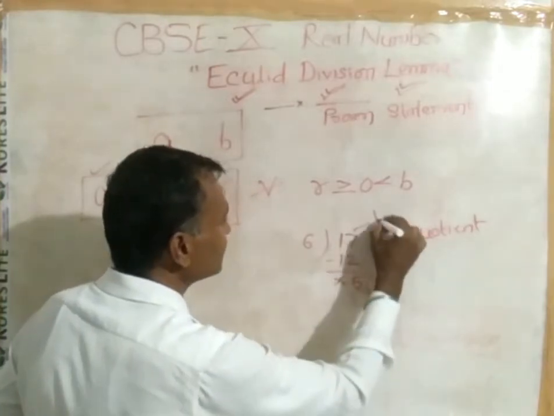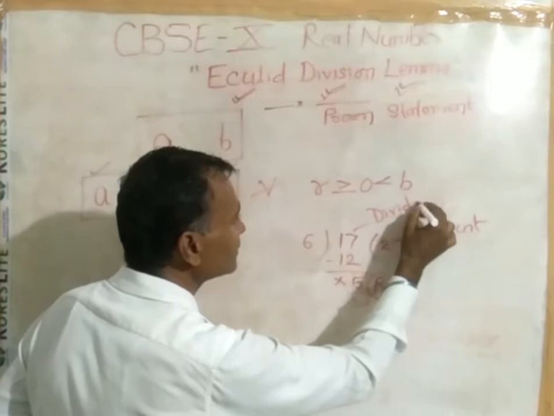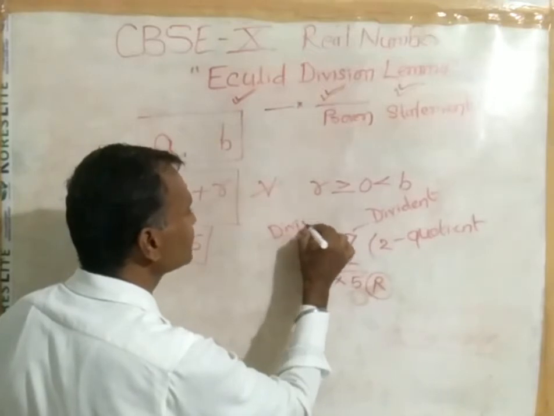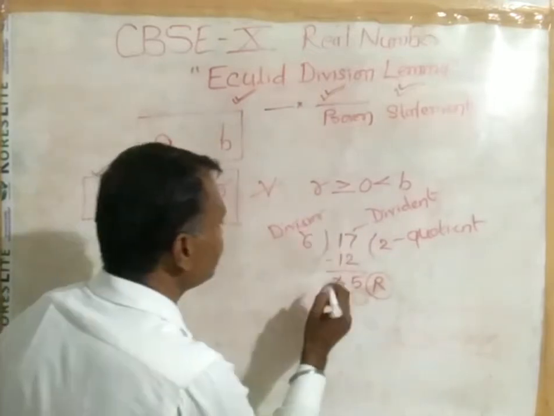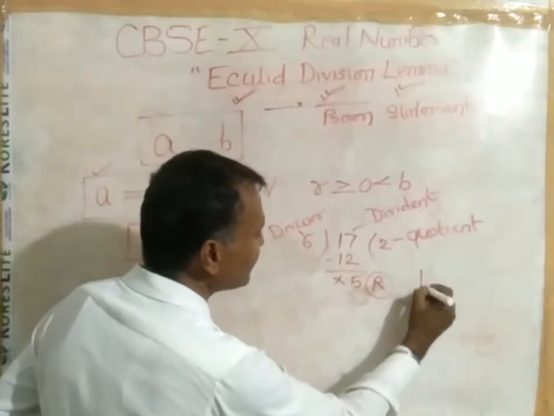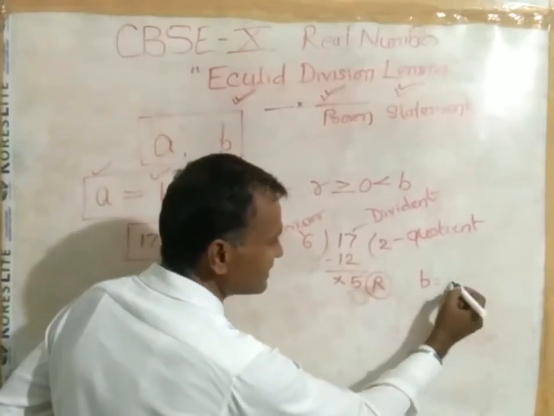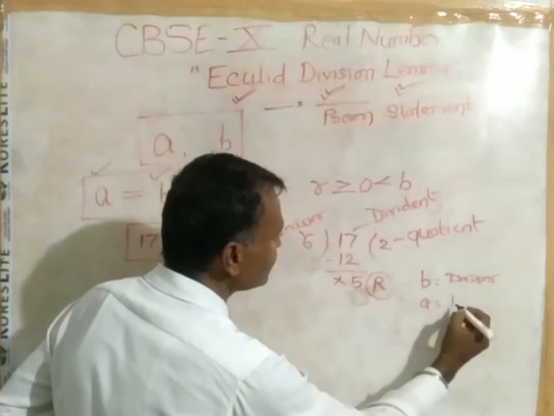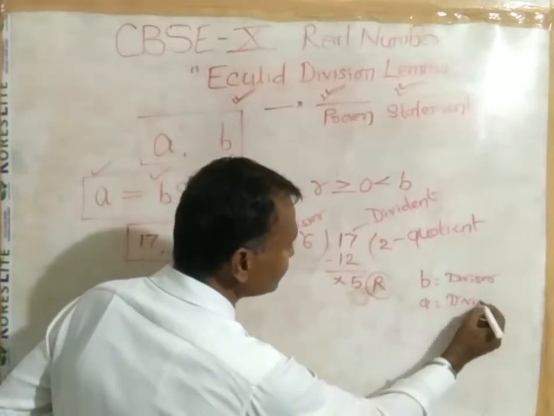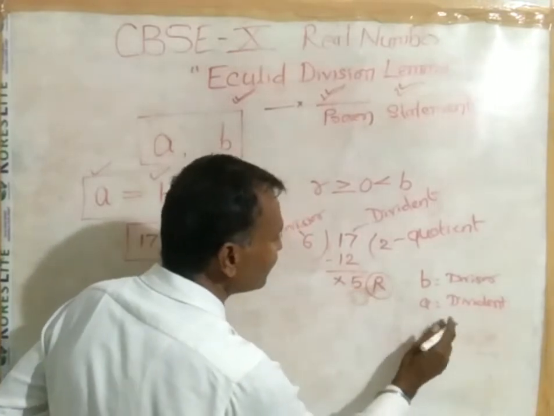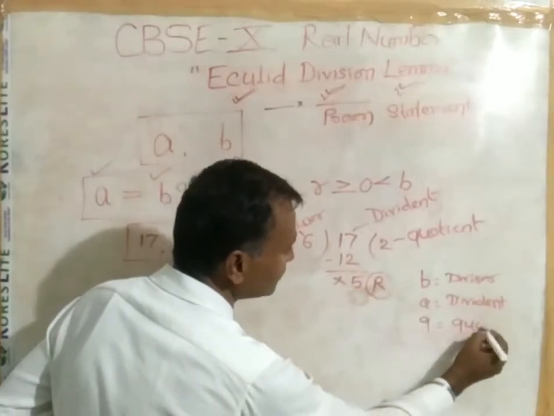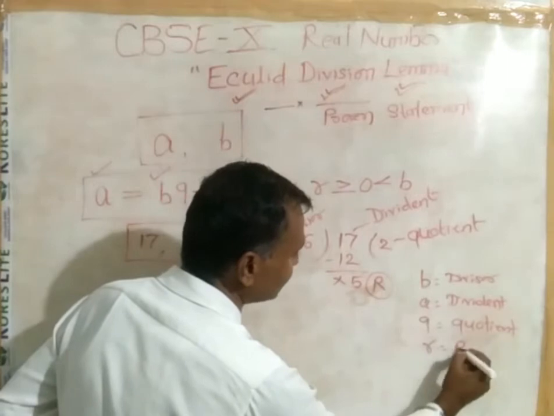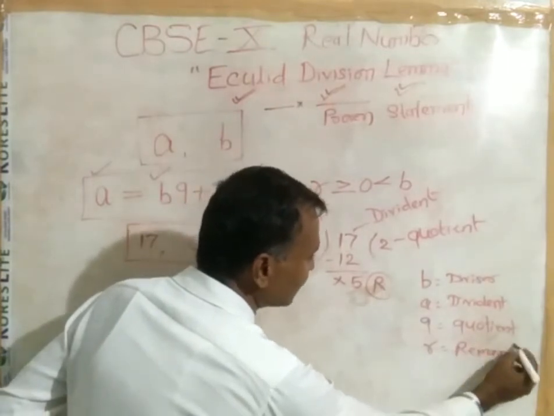And this is the dividend, and this is the divisor. Okay, b is the divisor, b refers to divisor, a refers to dividend, q refers to quotient, and r refers to remainder. R refers to remainder. Okay.